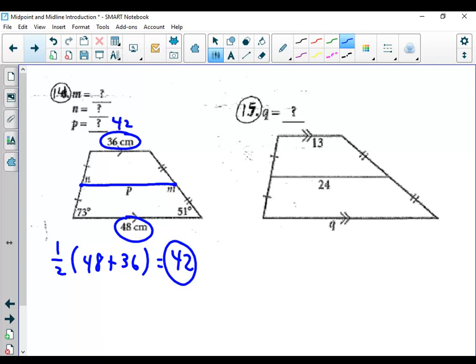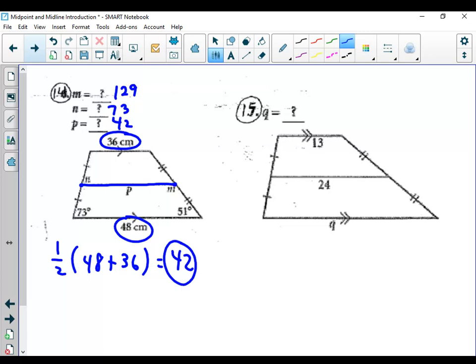Angle-wise, we're back to the parallel lines. I was going to say that for P, I did it a different way. So what did you do? I did 48 plus 36 divided by 2. Okay, so the same as taking half of it. All right, so when we do N, what was the measure of N? 73. M, 129, because they're still supplementary.